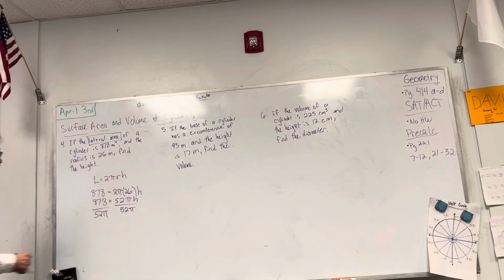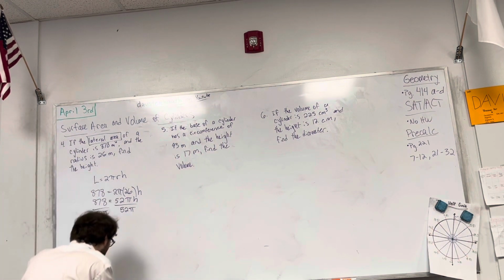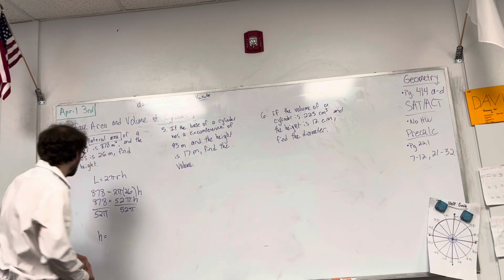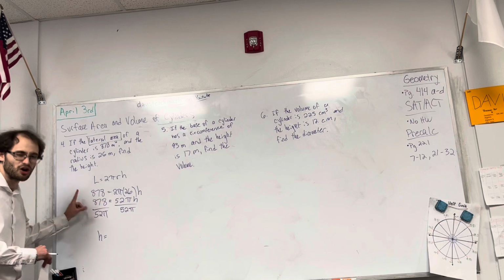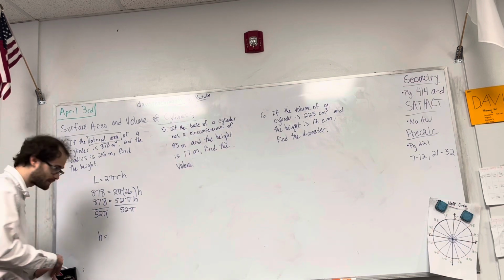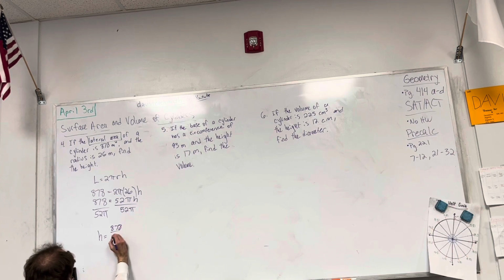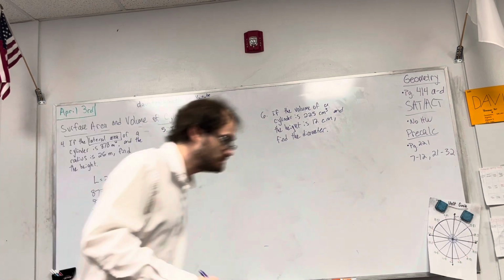Yep, so divide both sides by 52 pi. Now what that is going to tell me is that h is equal to, and I'll write down the unreduced version first, then I'll reduce it. Okay, so we got 878 over 52 pi. Excellent. Right, now let me grab my calculator.